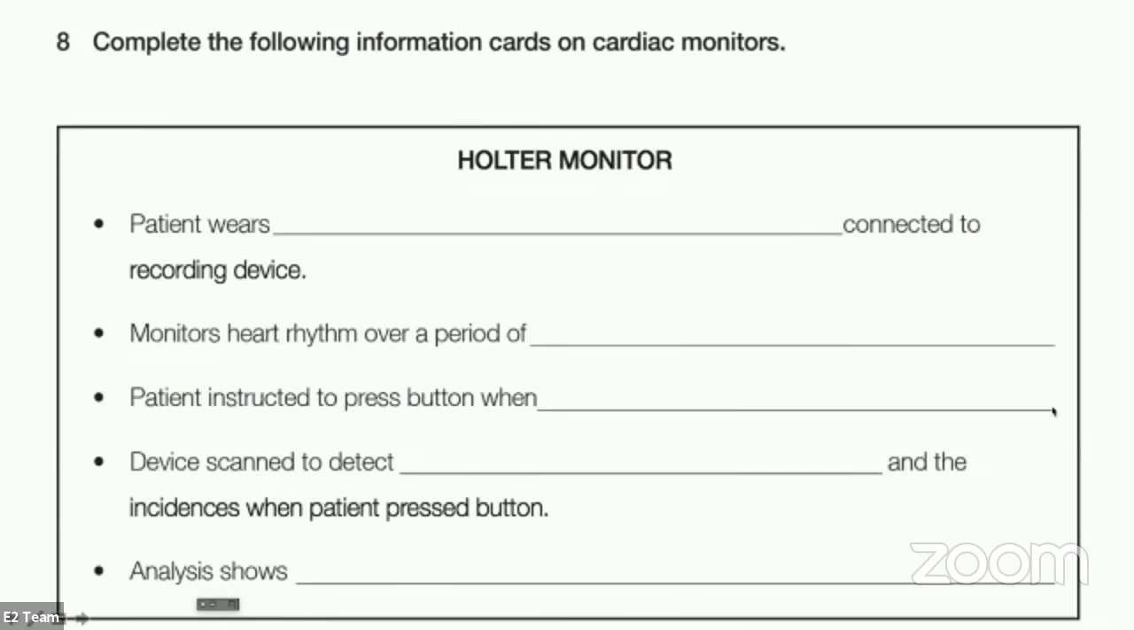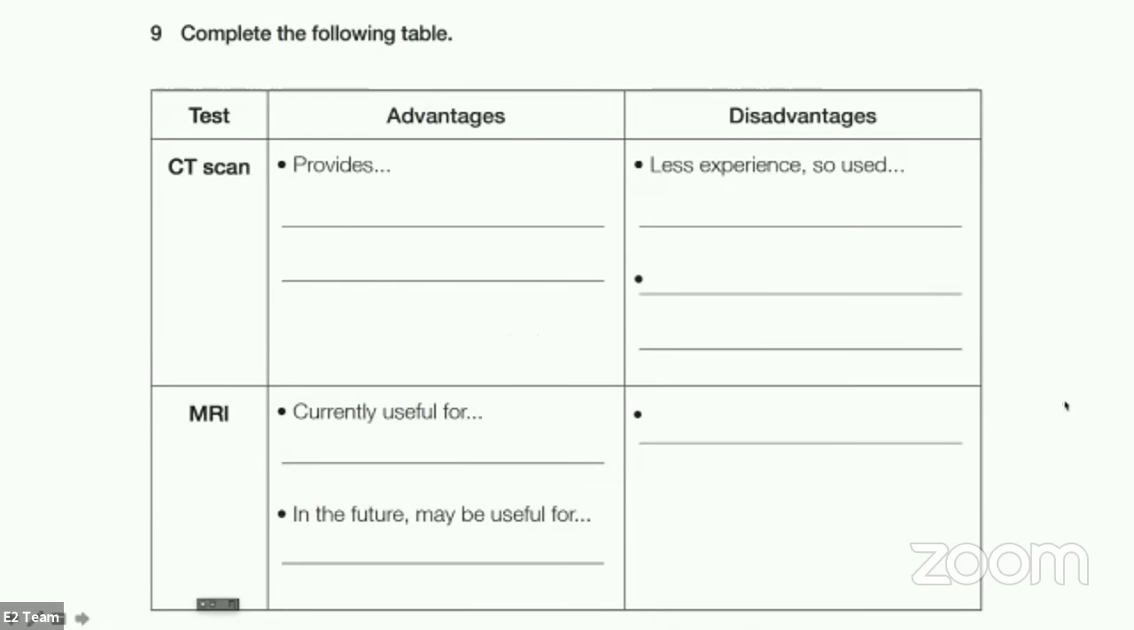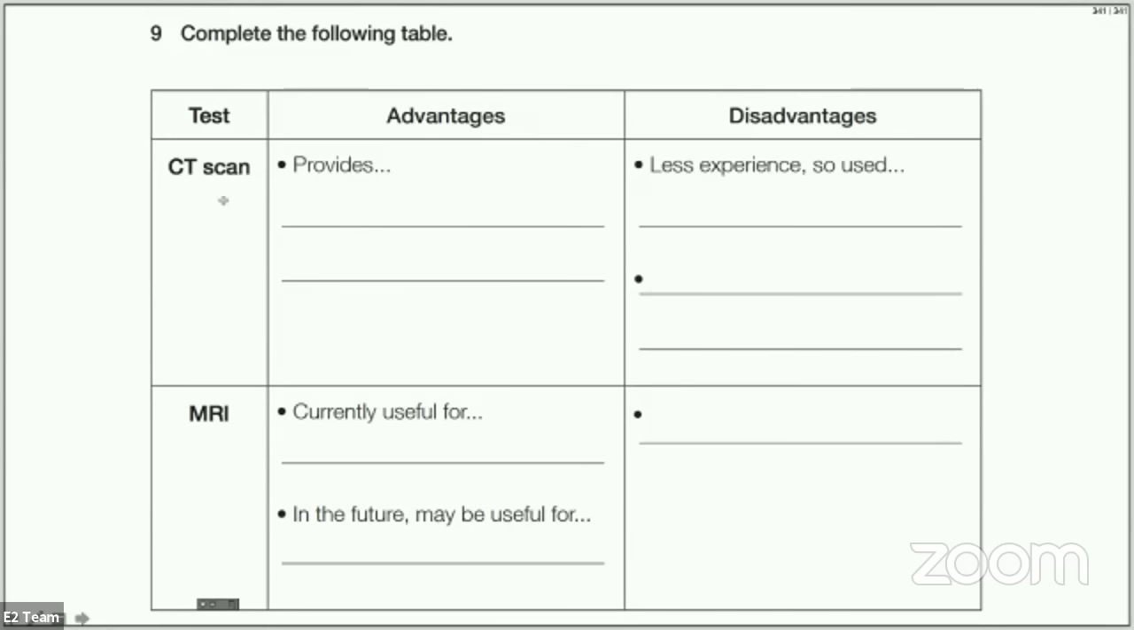Information completion. Again, very similar sort of thing. Complete the following information cards on cardiac monitors. Table completion, you'll have to listen and also fill in one of these. Now, what you'll need to do on test day with this is just make sure you're filling in the right one. So we're talking about CT scan here.